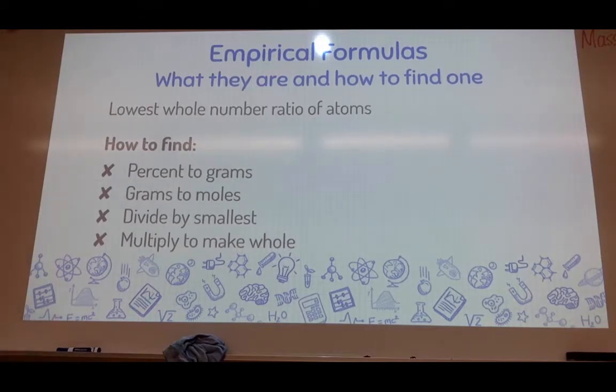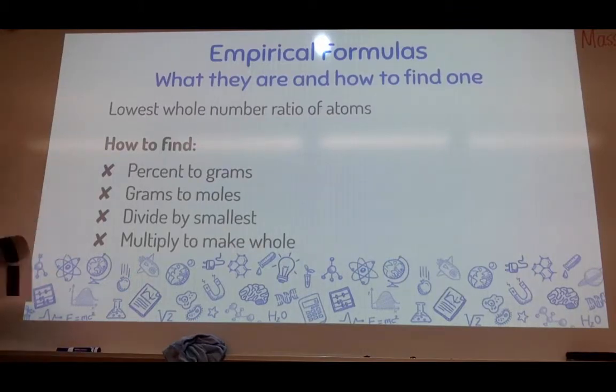So empirical formulas, just a quick overview. They are the lowest whole number ratio of atoms. So your subscripts are as reduced as possible, but they're still whole numbers. Now, how to find it? And I say this over and over in my head, just like with the solubility rules, and it kind of sticks. So how to find empirical formulas.